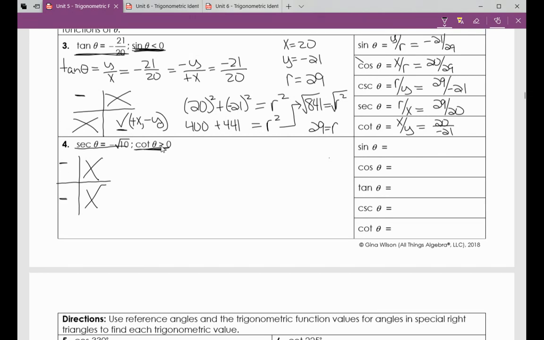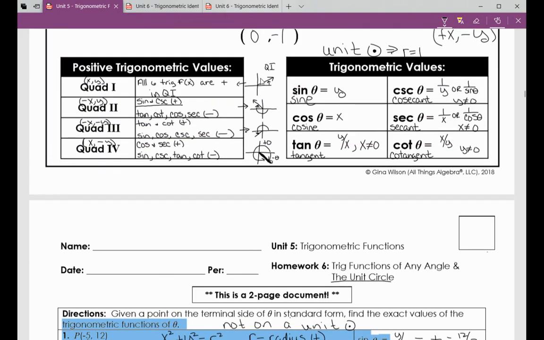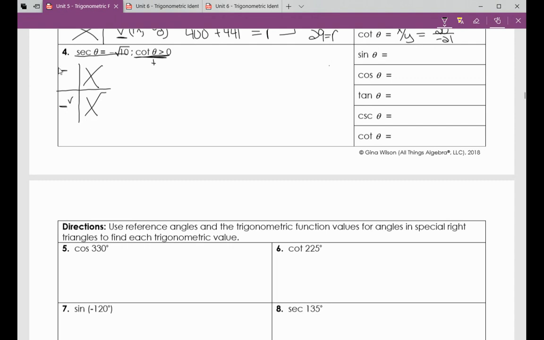This says cotangent is bigger than 0, so that means cotangent is positive. So when I go back and look at second and third, where is cotangent positive? Is it positive in the second quadrant or the third quadrant? Third quadrant. So this is the quadrant we're dealing with. That means my angle terminates somewhere over here, so that means negative x and negative y.